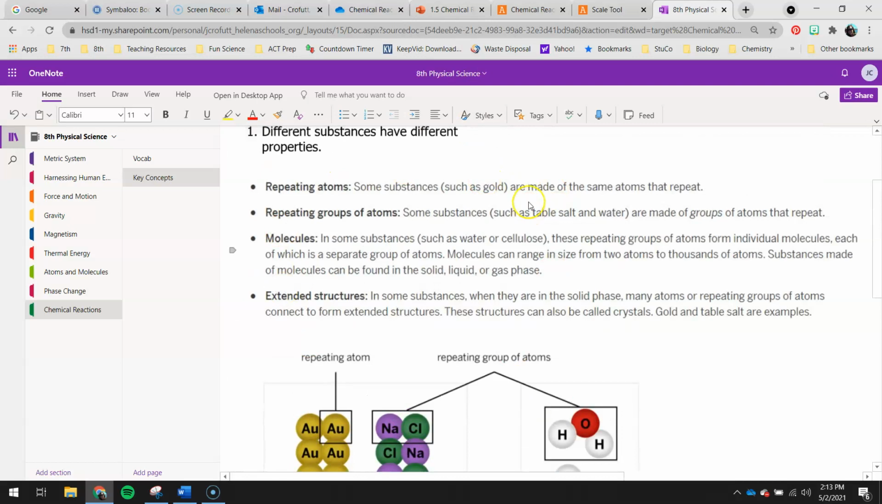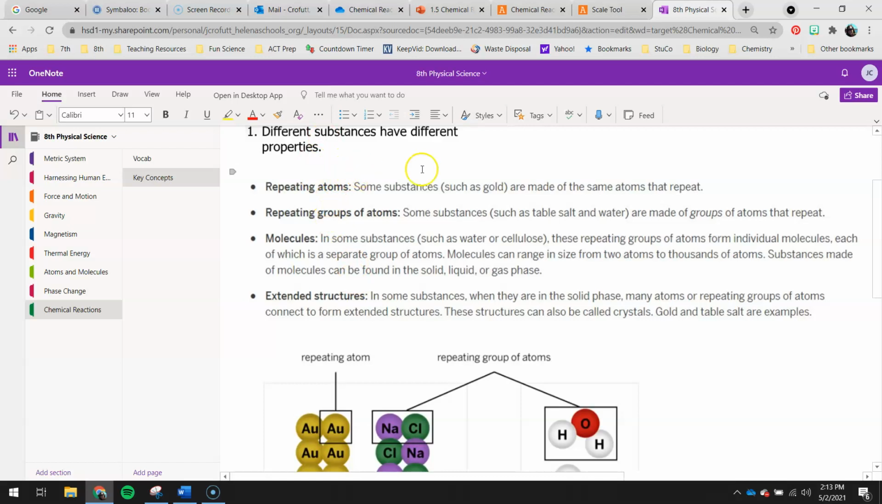All right, so you guys just added these to your OneNote. I just wanted you guys to have a little bit of notes that go over some of these concepts of how we can look at patterns of atoms and molecules and how we can kind of relate that to the different properties that atoms have.